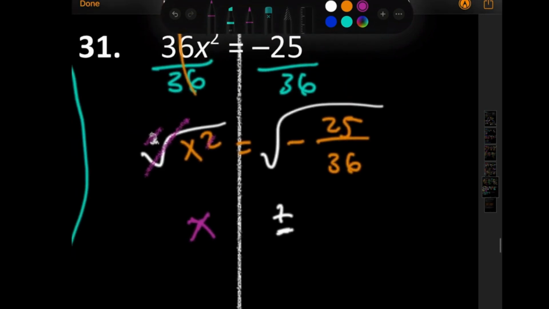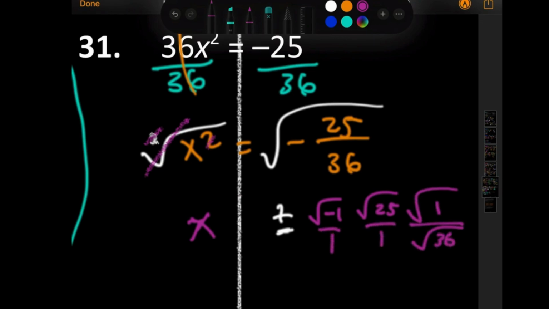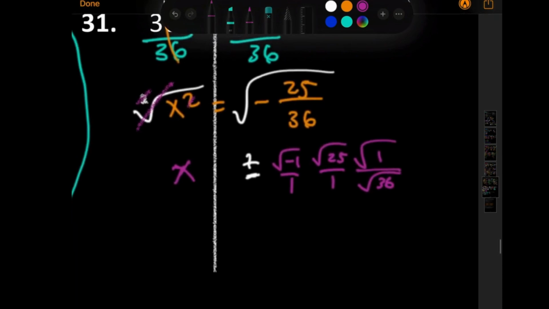Okay, this one, I'm just going to break it up so you can see it. This is going to be the square root of negative 1. I didn't know this, so that's what I'm trying to show you guys. This is the square root of 25, pay attention, and the square root of 1 over square root of 36. And the reason why I chose to show you that is that all of them are under the square root, the negative, the 25, and the 36.